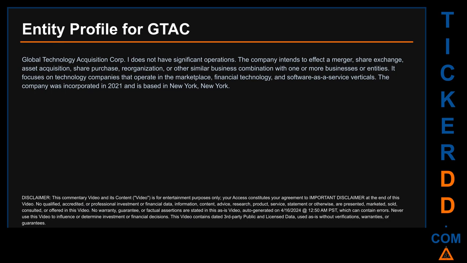The company intends to effect a merger, share exchange, asset acquisition, share purchase, reorganization or other similar business combination with one or more businesses or entities. It focuses on technology companies that operate in the marketplace, financial technology and software as a service verticals. The company was incorporated in 2021 and is based in New York, New York.